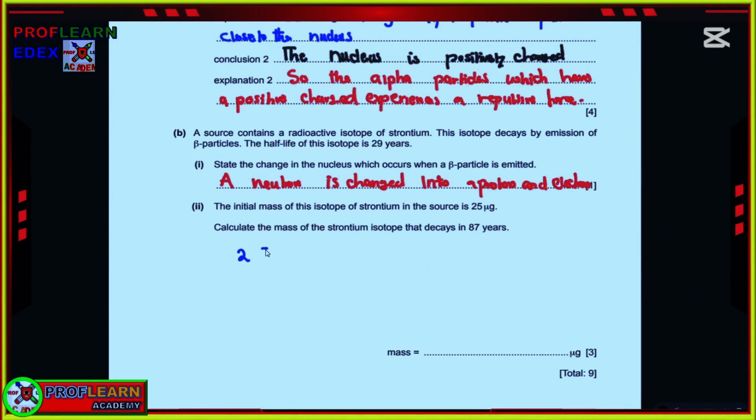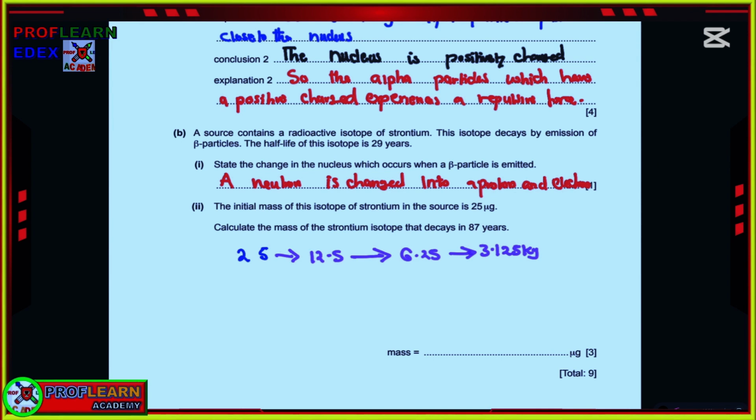Alright, so the initial mass of the strontium isotope is 225 micrograms. Calculate the mass of the strontium isotope after 87 years. So we need to understand the half-life is 29 years. For 87 years, how many half-lives do we have? Those are 3 half-lives. So this is going to decay 3 times. It will decay once and then again, and the last time it will decay.